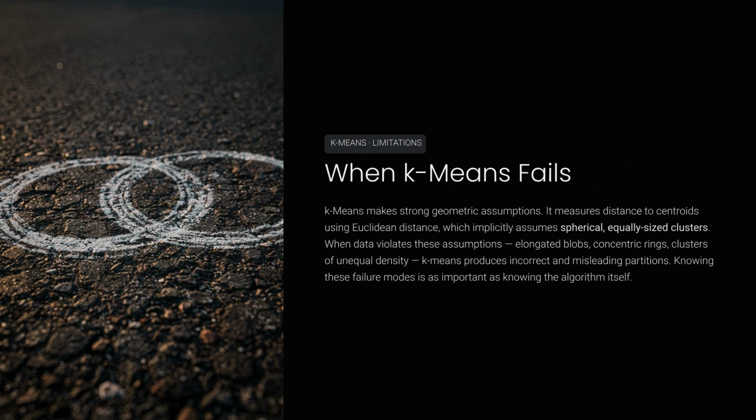K-means makes strong geometric assumptions, measuring distance using Euclidean distance. This implicitly assumes spherical and equally sized clusters. When data violates these assumptions, K-means can produce incorrect and misleading partitions.